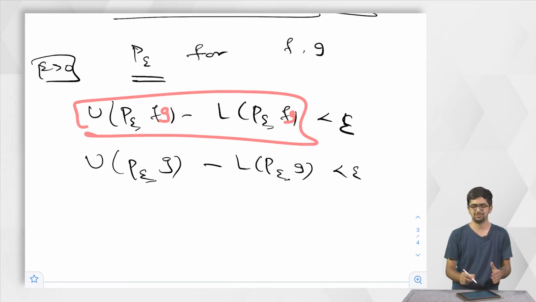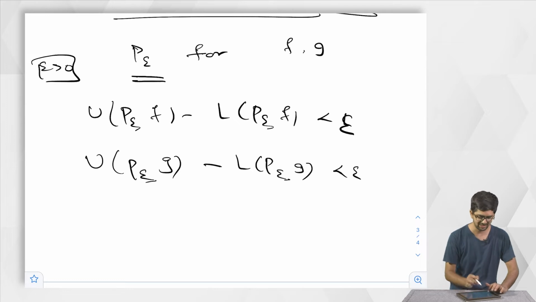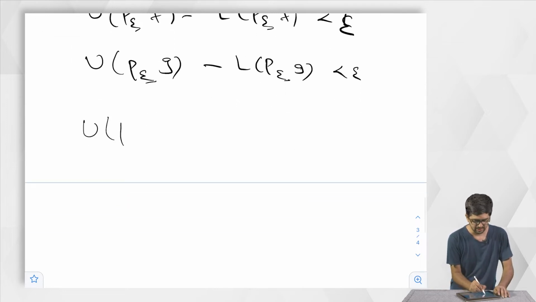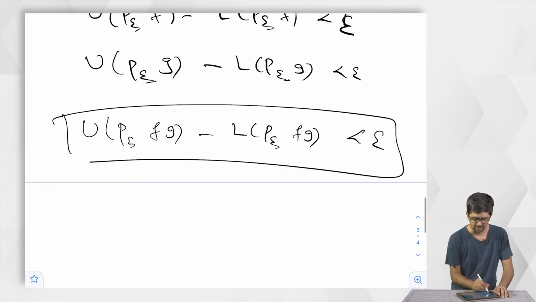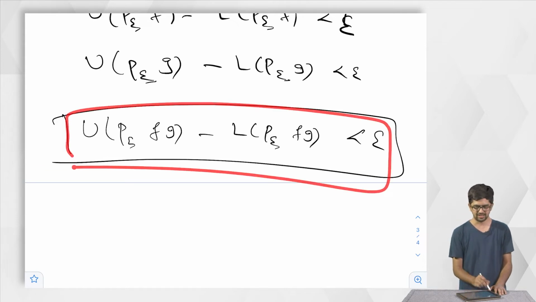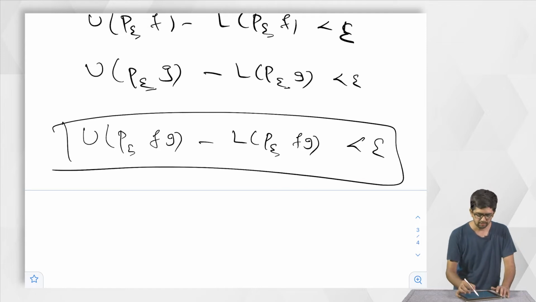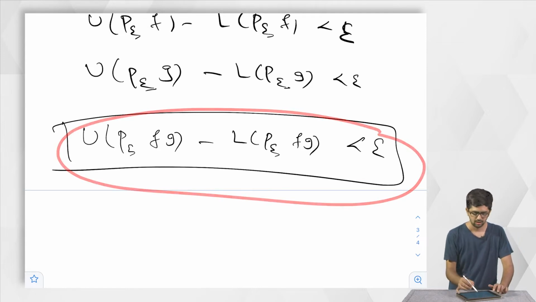Now we are trying to see whether one can get this inequality for the product. Suppose instead of f and g separately, we take the product fg, do we still get the same? That is sufficient, right? Suppose we get U(P_ε, fg) minus L(P_ε, fg) less than epsilon, then we are done. It is not necessary that we do this for only this P_ε. If there is some partition depending on epsilon with this condition, then we are done. This says fg is integrable. How do you know that? By the Riemann condition that we mentioned before. So we are trying to see whether this is true or not.